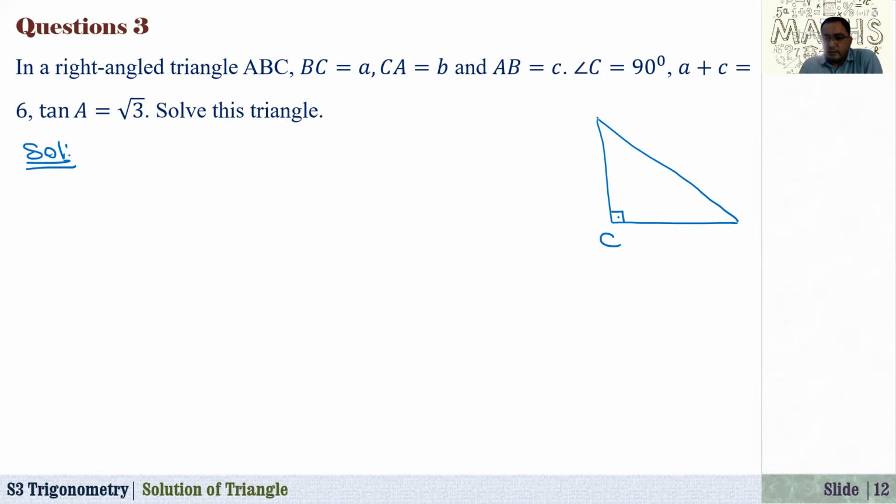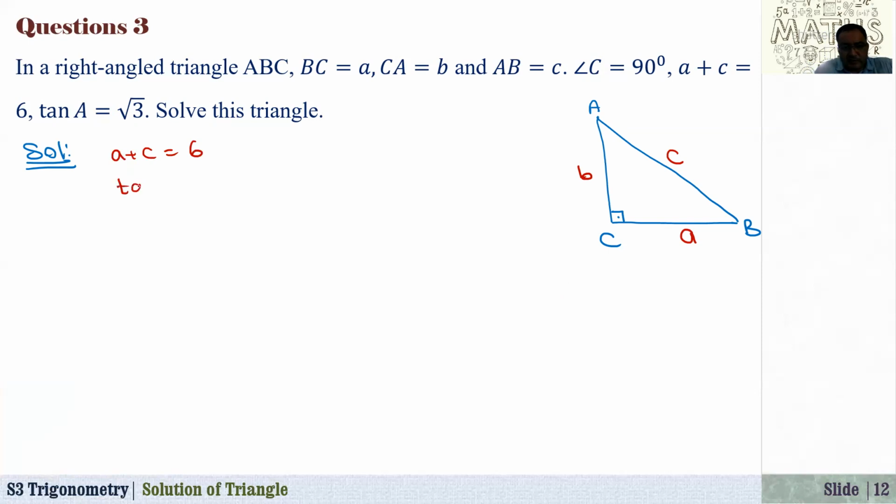Okay, and what is it? Let's say this is A, and this one is B. It says that BC is equal to A. So BC is equal to A, and this side CA is B, and this hypotenuse is C. And also it's given that A plus C equals 6. So A plus C is equal to 6.